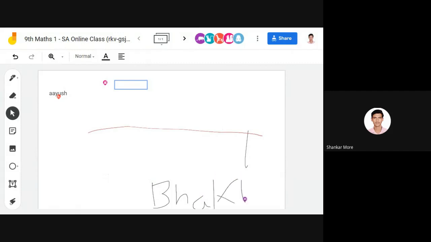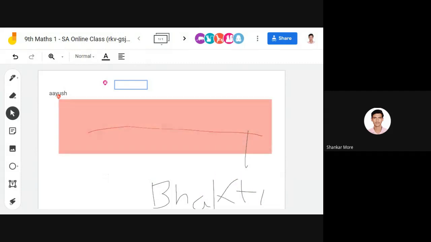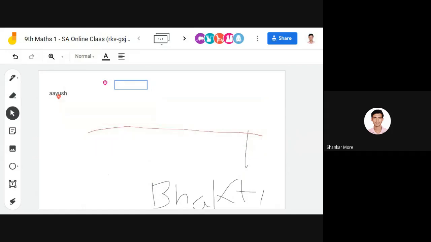Okay, Bhakti is also able to write the name. But Bhakti, you are still writing with the pencil. Okay, you don't have to use pencil, you have to use text box.